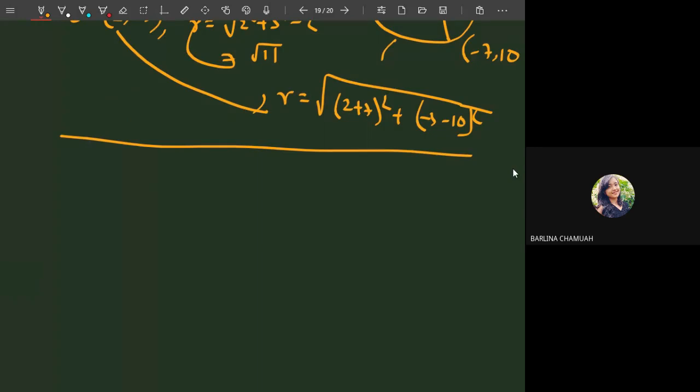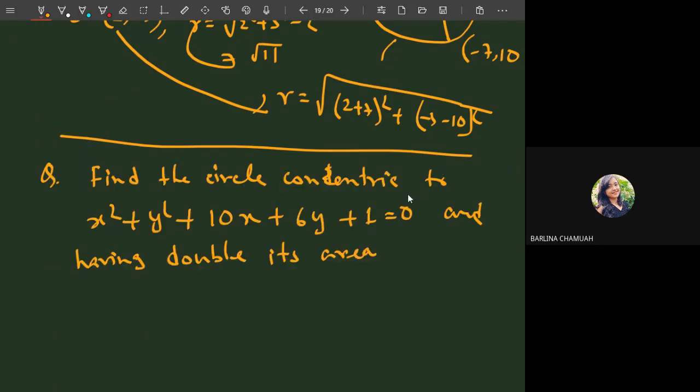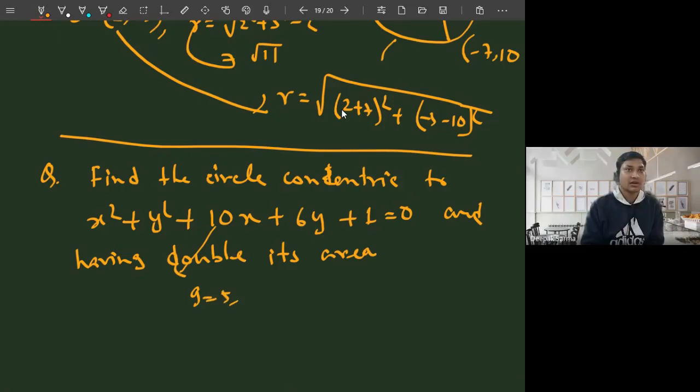Let us consider one similar question. Now, whatever be the circle, that will be concentric to this one. So for this one, we know what is G. G is equal to 5 and F is equal to 3. So here center is again minus 5, minus 3. Yes, you can find the center.